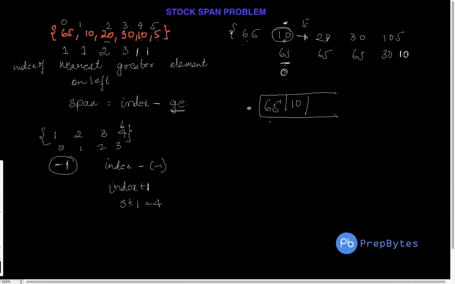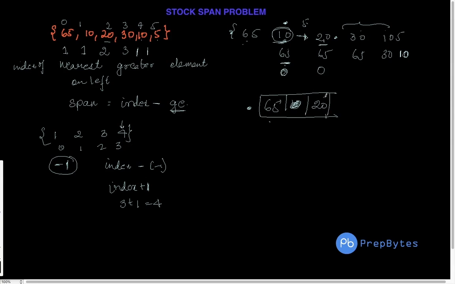Now I check for 20. Is 10 greater than 20? No. Is 65 greater than 20? Yes. So for 20, the greater element is 65, the index is 0. Now one thing I want to think is that, if I have to calculate the greater element for all the elements after 20, is there any possibility that for any of these elements, the greater element is going to be 10? No, that is never going to happen, because we already have an element which is 20 and it is greater than 10. So there is no point of keeping 10 here. So I remove 10 from here and I put 20.